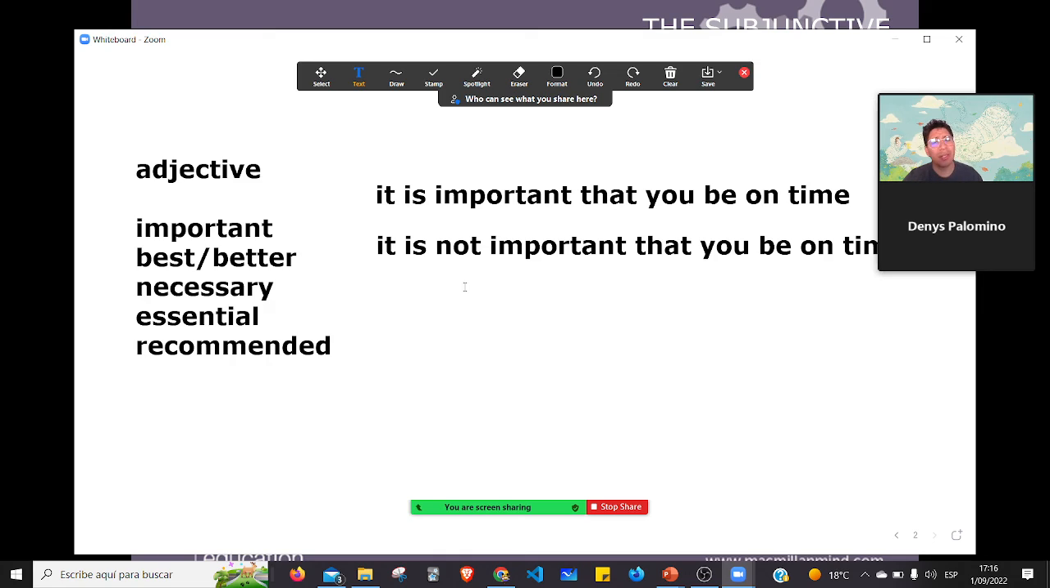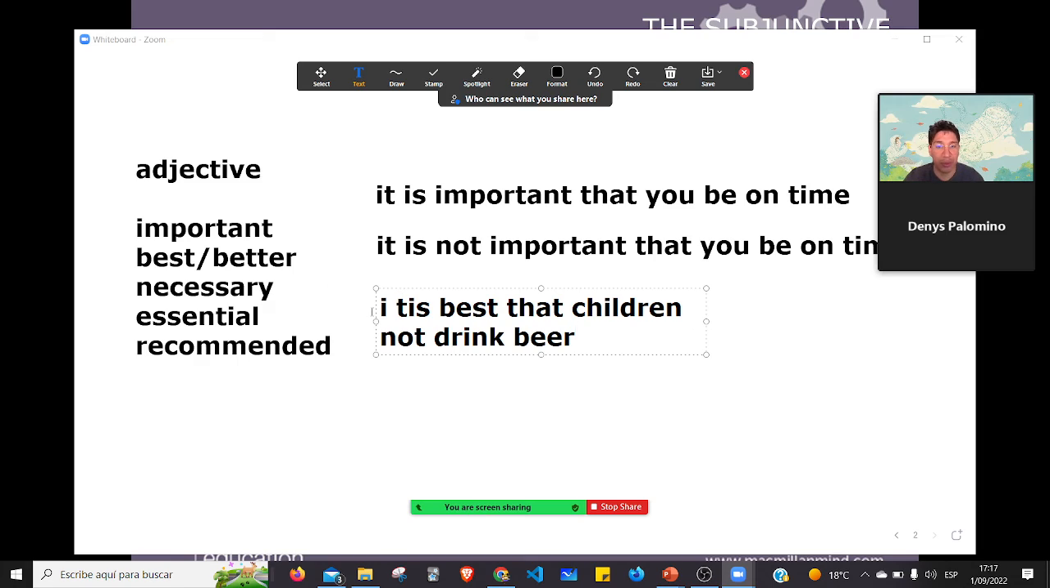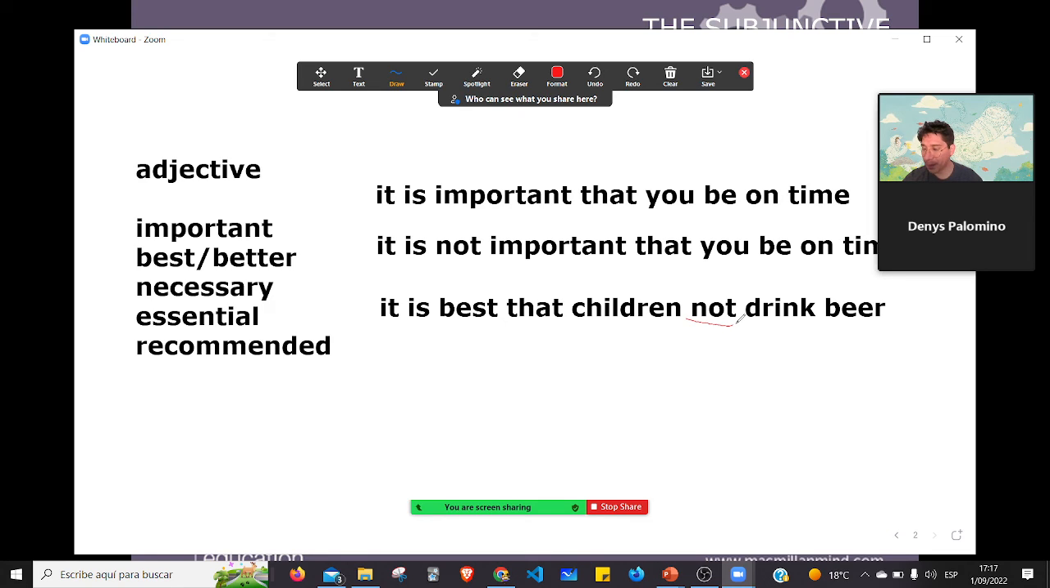And don't forget to use that in the middle of the sentence. Okay? You can also say, for example, it is best the children not drink beer. Es lo mejor o es mejor que los niños no beban cerveza. ¿Te das cuenta que estoy usando el not drink? Yes.